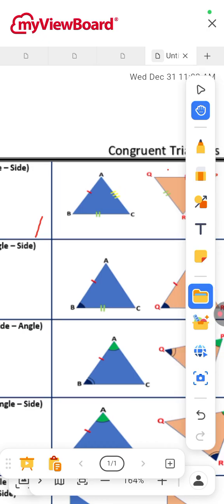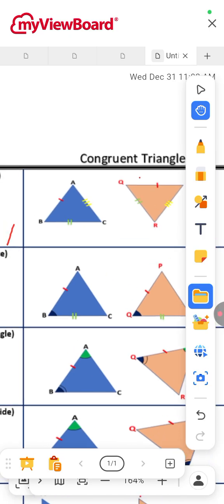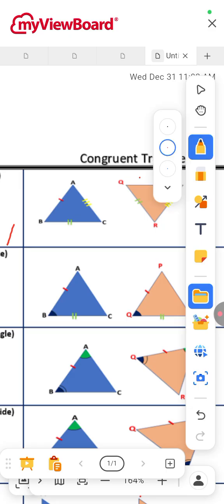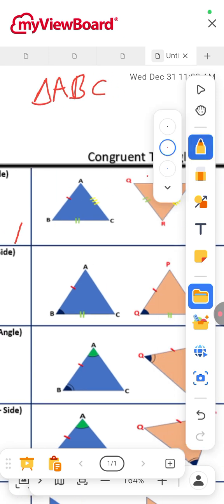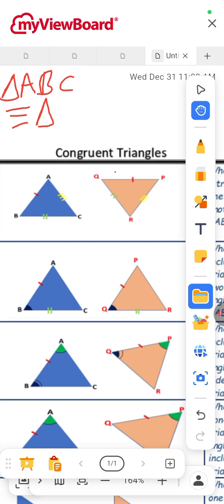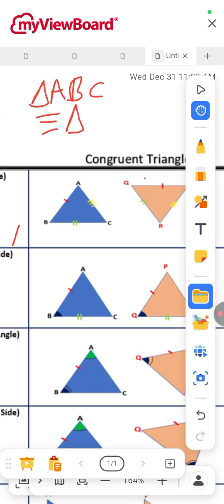Now, how do we name the triangle? We have to be careful here when naming the triangle. That's when we want to write the congruency. For example, if I say triangle ABC, I will say that this triangle ABC is congruent to triangle. I have to be careful on how I name this as well. Will I say PQR or QPR or RQP or RPQ? Yes, we have to be careful here.